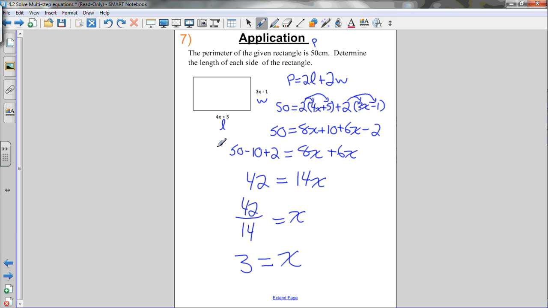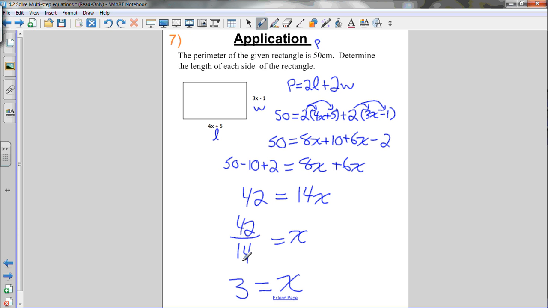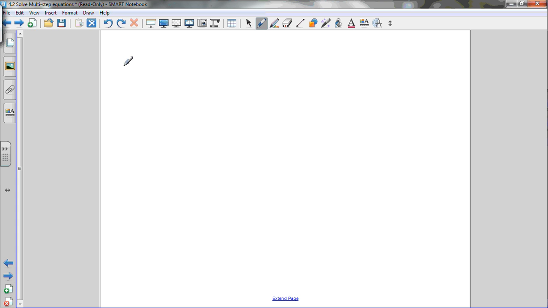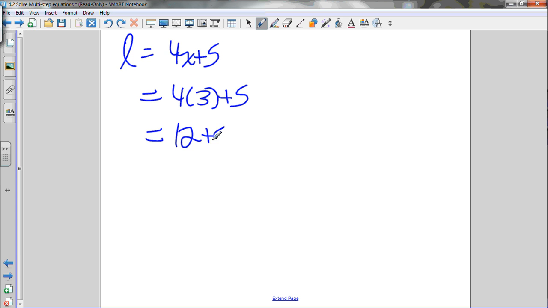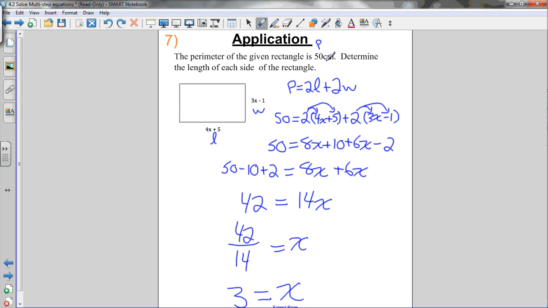So now that I know that x is equal to 3, I can plug that in for x into the expression for the length and the width and determine the actual length and width. So I'll do that for us. So if x is 3, I know length is 4x plus 5. I'll get a new page for us here. So I know length equals 4x plus 5, and I know x is 3. So 4 times 3 plus 5, which is 12 plus 5. Make sure you do BEDMAS, multiplication before any adding or subtracting, which is 17, and I think we're in centimeters. Yeah, we're in centimeters.